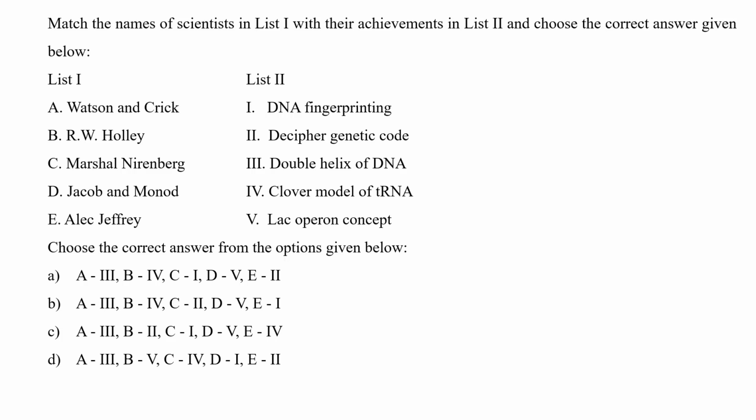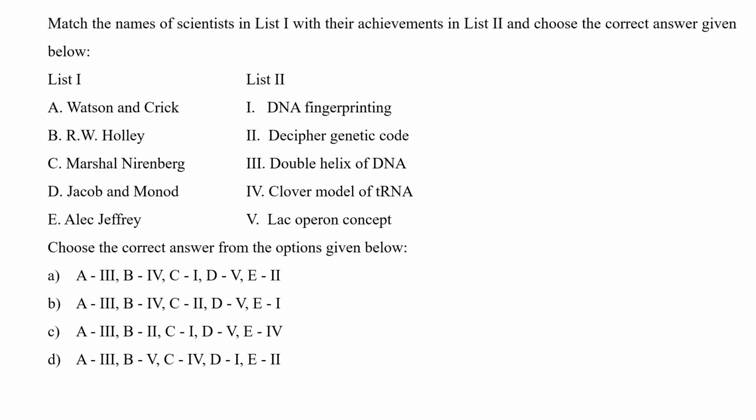Match the names of the scientists in list 1 with their achievement in list 2 and choose the correct answers given below. List 1 outlines the names of the scientists and we have to correctly match them with their discoveries. First one is Watson and Crick. In 1953, Watson and Crick proposed the 3D double helical structure of DNA. So A has to go with the third.